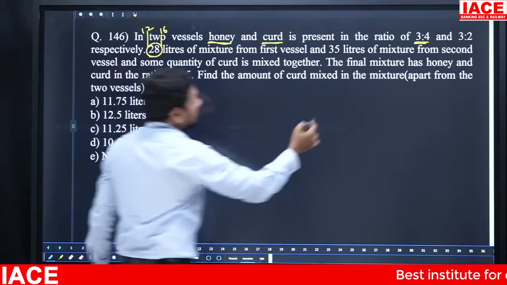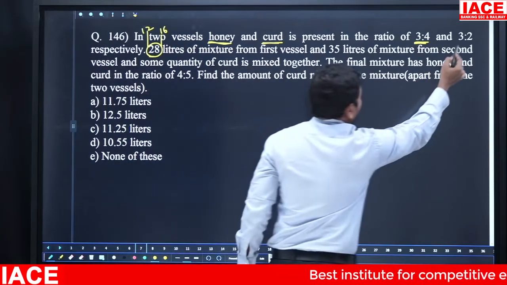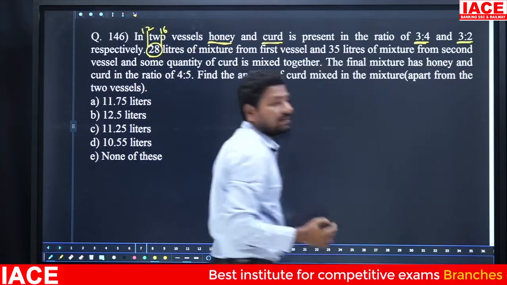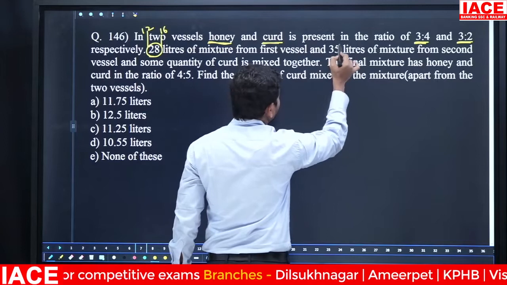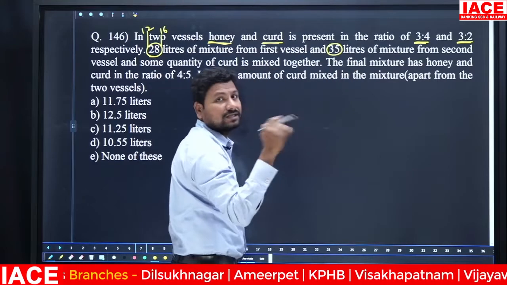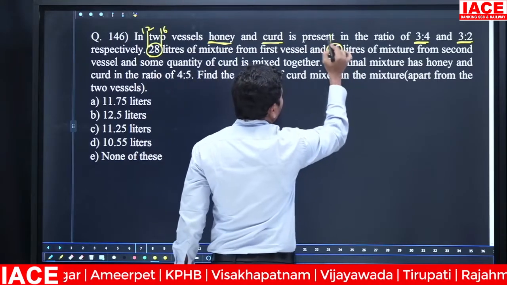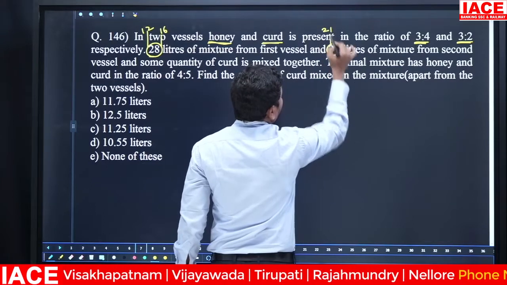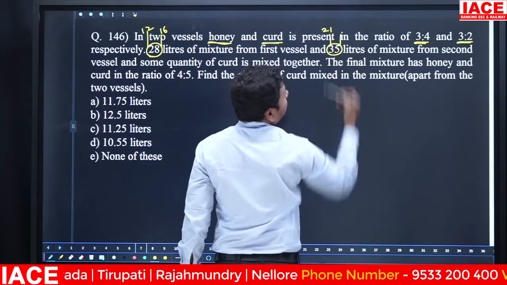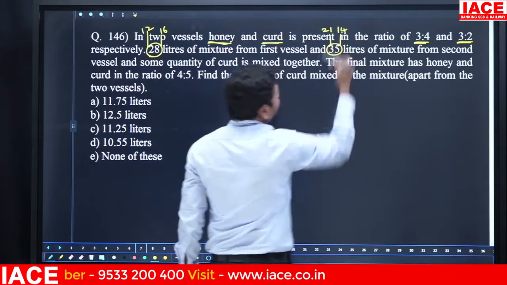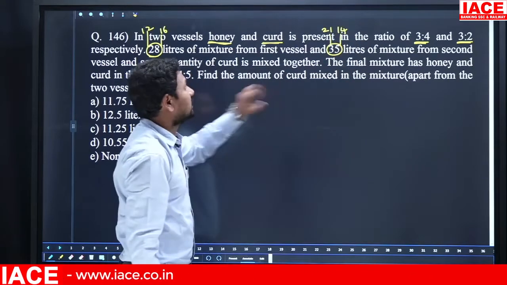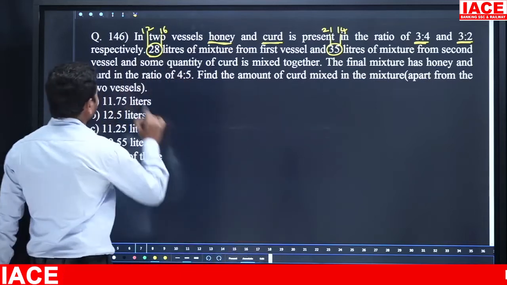Next is the second vessel, 3 plus 2. 3 plus 2 is how many parts? 5 parts. 5 parts is equal to 35 liters. 1 part is equal to 7 liters, means 7 3s are 21 liters and 7 2s are 14. Then 21 plus 14, total is how many liters? 35 liters.